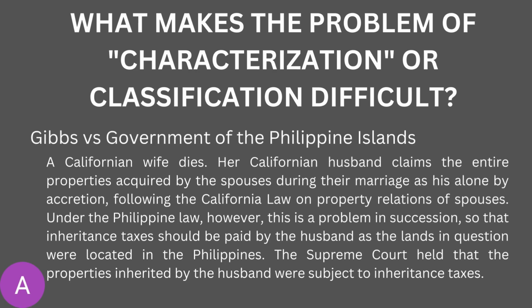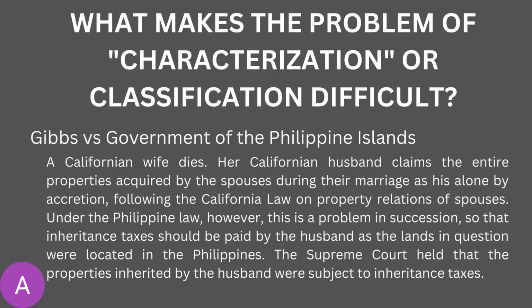Let's take a look at Gibbs versus Government of Philippine Islands. A Californian wife dies. Her Californian husband claims the entire properties acquired by the spouses during their marriage as his alone by accretion, following California law on property relations of spouses. Under Philippine law, however, this is a problem in succession, so that inheritance taxes should be paid by the husband as the lands in question were located in the Philippines.